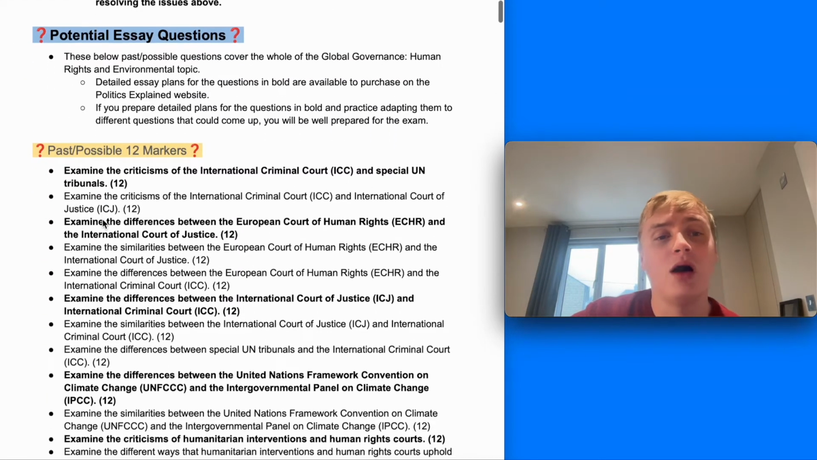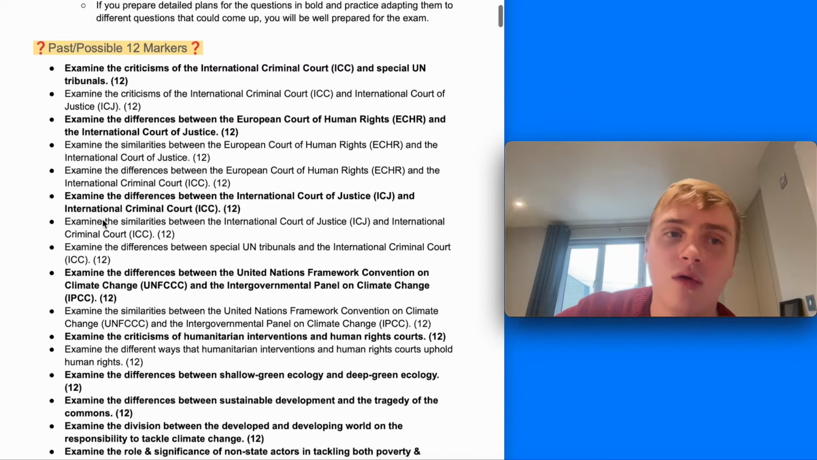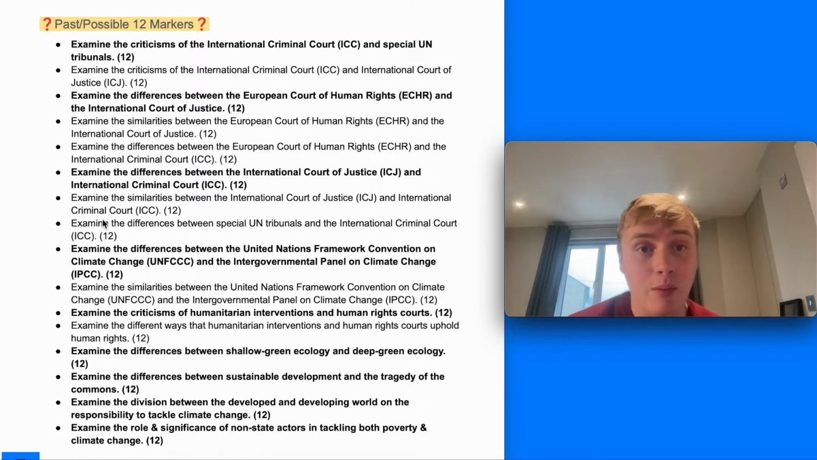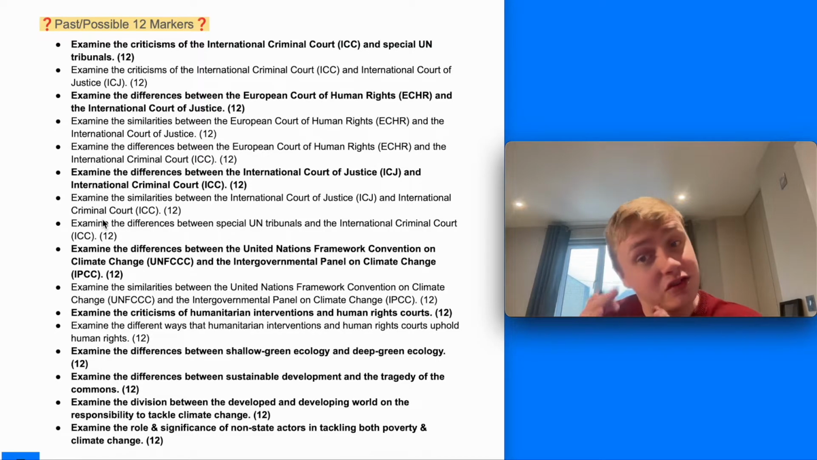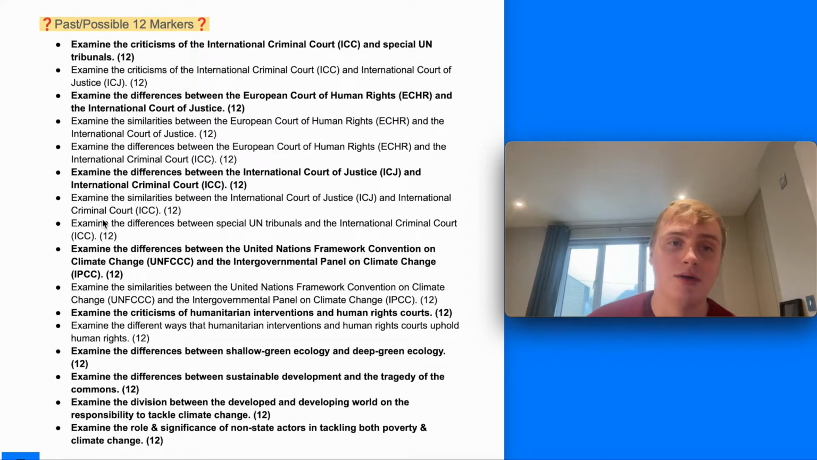In terms of the 12 markers and 30 markers you can see on your screen, of course, just pause to have a look at all of them. All of the ones in bold are part of the 12 marker plans or 30 marker plans on the Politics Explained website. And if you know and plan these ones in detail and know the content in them really well, you should not only be able to answer these questions, which are some of the most likely ones to come up in the exam, you should also be able to adapt the content and the arguments to answer almost every question that's going to come up in the exam in the summer.